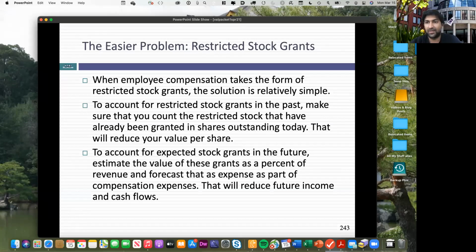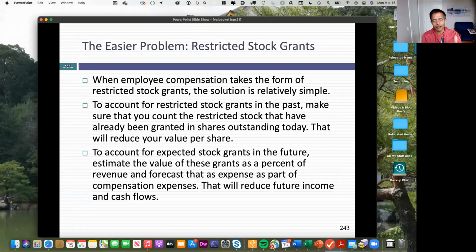That's the first half of the restriction. The other half is, even after you get vested, you might have restrictions on how long you hold the shares. You might not be able to sell the shares for 3 years or 5 years. So restricted shares are regular shares with restrictions on trading.